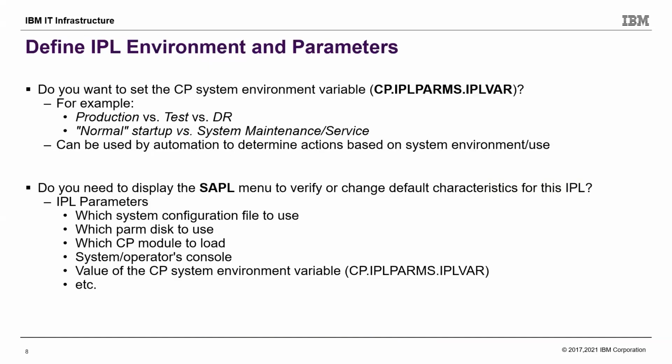Okay, we have a CP system environment variable. So this will help, especially with automation, help you identify. You can use this for several things. One of the things that people tend to like to use it for is to identify why did I bring my system up? Am I on a production system? Is this a test environment? Am I at my disaster recovery site?